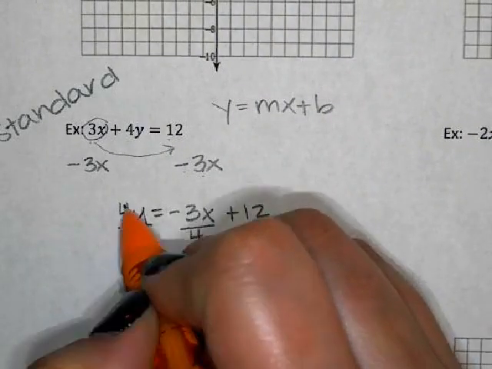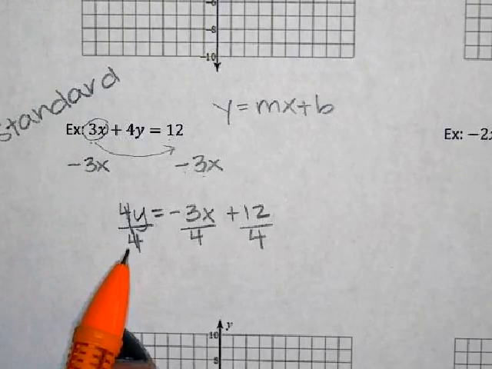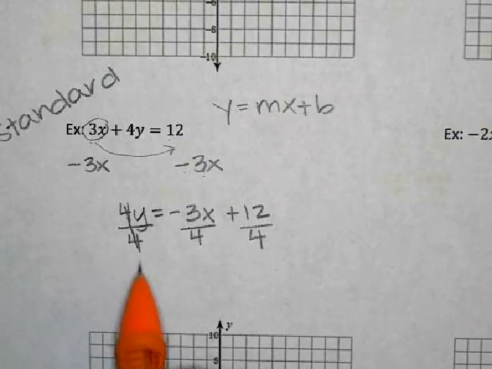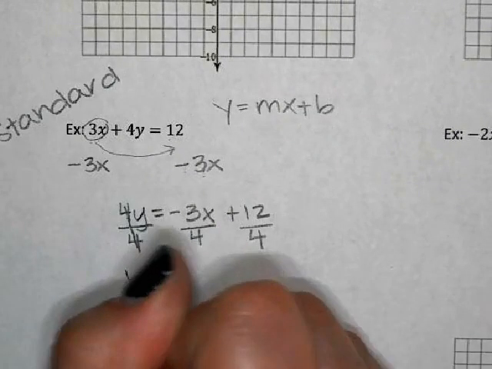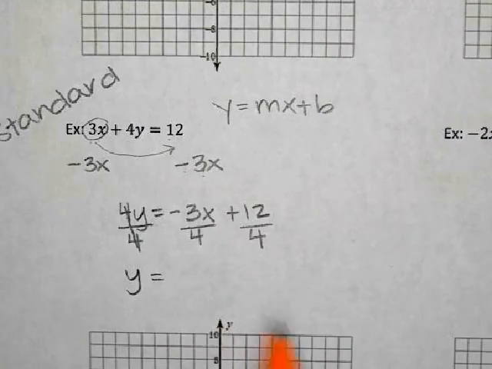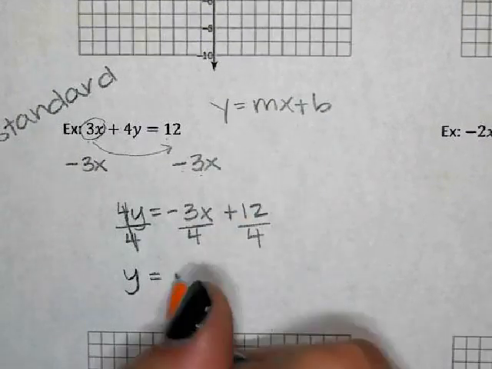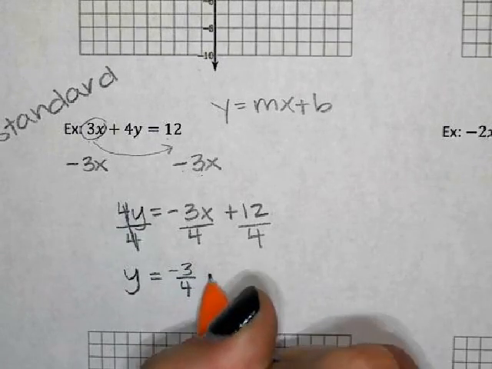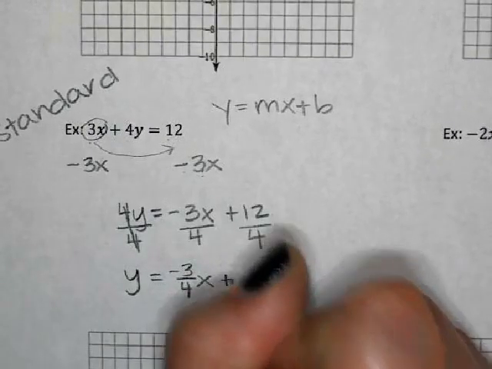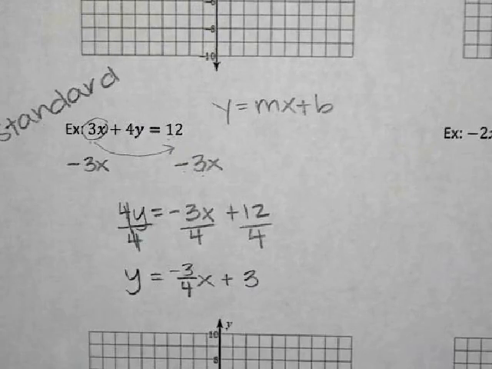So 4 divided by 4 just goes away, right? The 4's cancel, that's a 1. 1y and y are the same thing, so you can write the 1 or not write the 1, it doesn't matter. Over here, negative 3x divided by 4 is the same as if you take the 4 and write it with the 3. So writing negative 3/4 with an x next to it, that's the same thing. And then what happens if you have a 12 divided by 4? It's 3. Okay, so now it looks like the problems we just did.